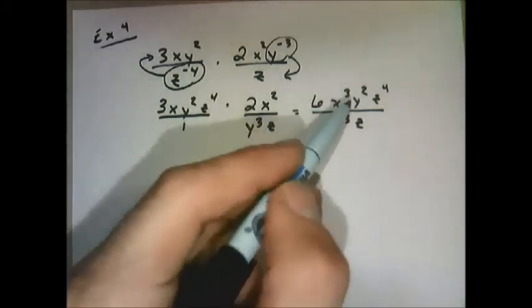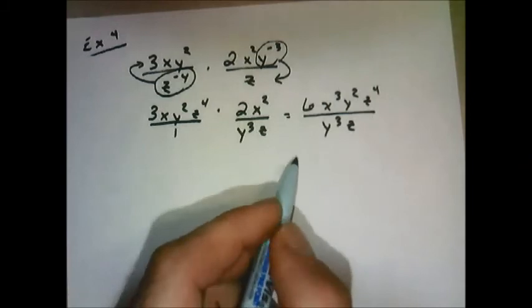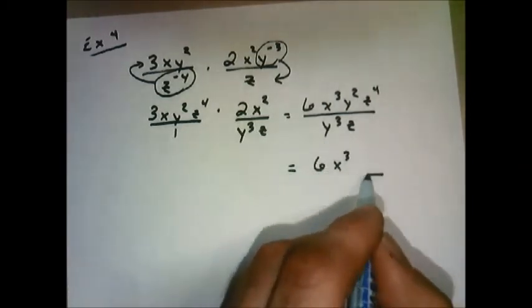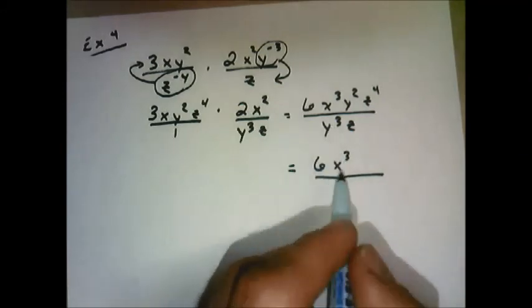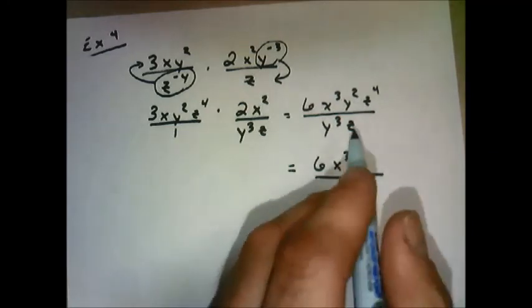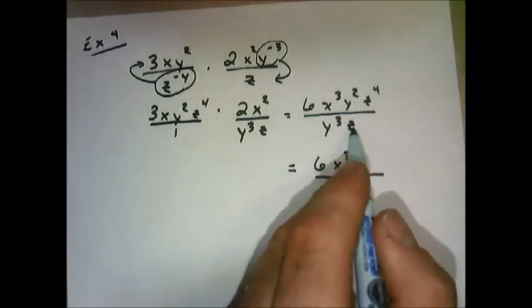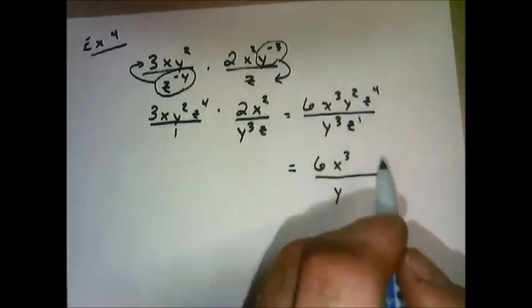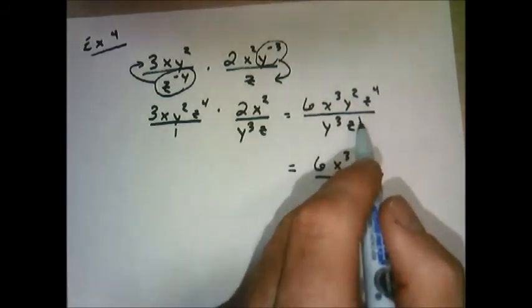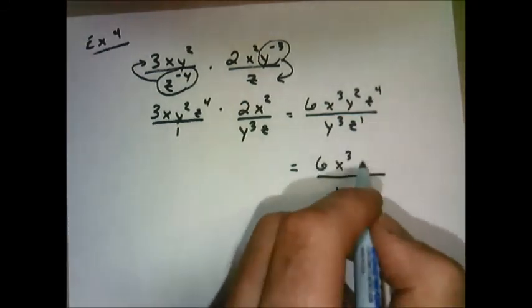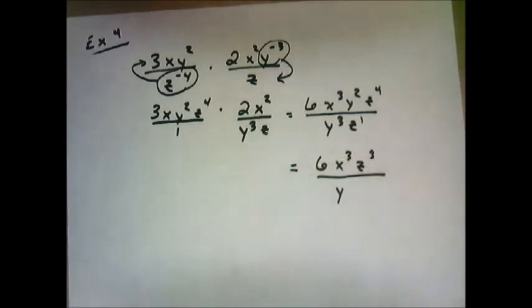Looking at our y's, we have 3 on the bottom, we have 2 on the top. So we're going to leave our 6 and our x to the third alone, but we're going to end up with 1y on the bottom. 3 minus 2 gives us y to the first. And then z to the fourth, and we have z on the bottom. We subtract those exponents. Remember, there's a 1 if there's no exponent. So 4 minus 1 gives us 3. We started with more on the bottom, more on the top. So we're going to end with more on the top. So we have our z to the third on the top.